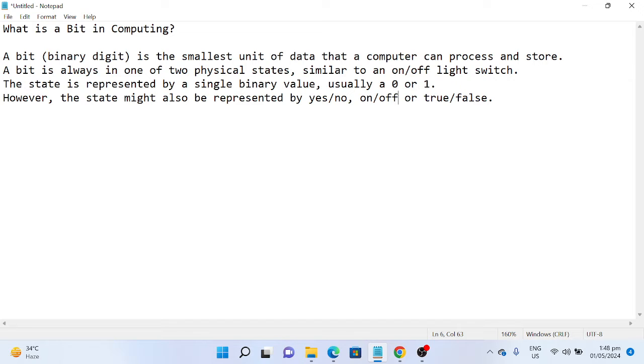So let's begin. What is a bit in computing? A bit or binary digit is the smallest unit of data that a computer can process and store. A bit is always in one of two physical states, similar to an on-off light switch. The state is represented by a single binary value, usually 0 or 1. However, the state might also be represented by yes or no, or on-off, or true or false.